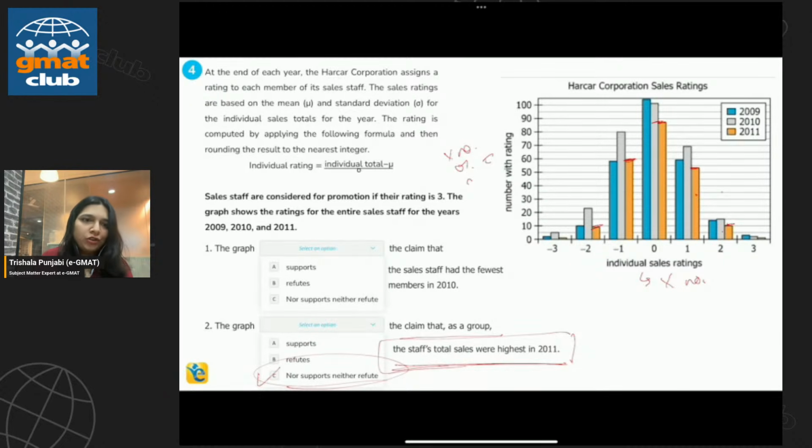Neither supports nor refutes. And even if you got this question wrong, absolutely no need to worry. It's a 95% hard question, most people get it wrong. But a very, very important concept to know here is this. This is a very common trap. So if you are taking one thing out of this video, take this.